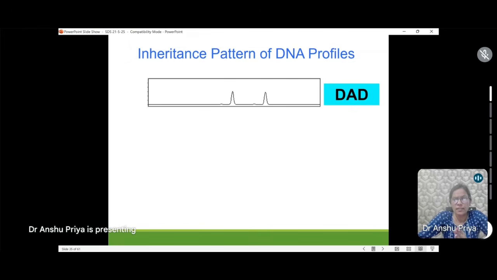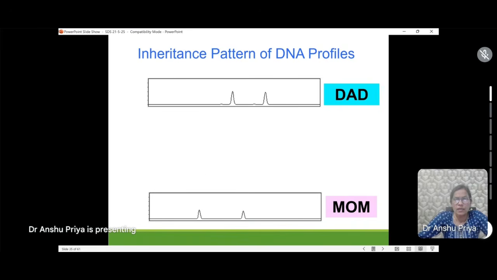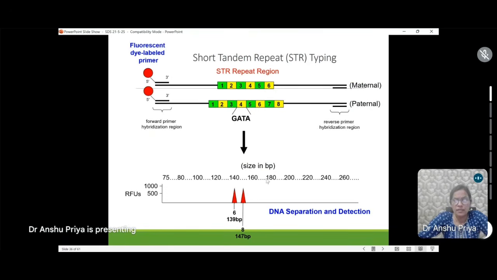This is the pattern of a DNA profile at one locus. This is the DNA profile of the mother, and this is the DNA profile of the child. The inheritance pattern says that we get 50% of the DNA profile from the father and 50% from the mother's side. Here on the maternal side the repeat is 6, and here the repeat is 8. So we get 2 peaks: one from the maternal side with 6 repeats, designated allele 6, and the other with 8 repeats, designated allele 8.